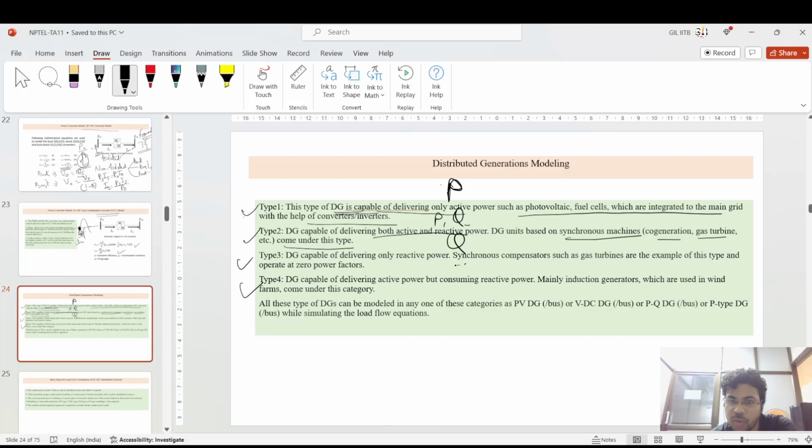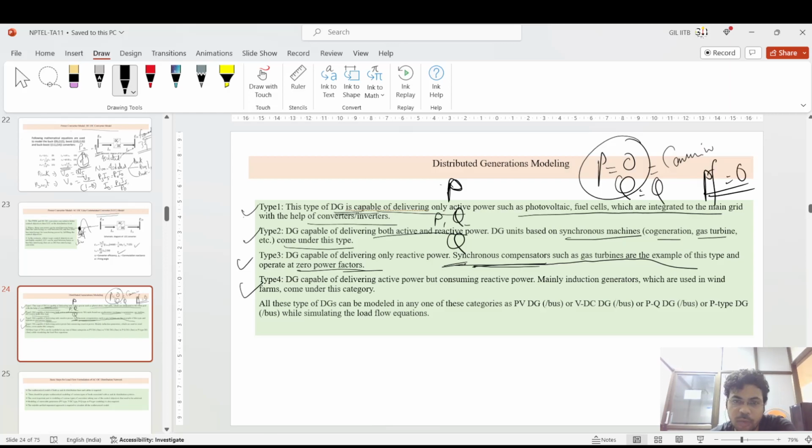And type 3 is capable of delivering only Q, because you use these synchronous condensers, such as gas turbine, operating at a zero power factor, because the reactive power Q you are delivering but the P is not there. In that situation you can use your synchronous compensator, because it's a zero power consuming device, and it supplies only Q, so the power factor of this device is zero.